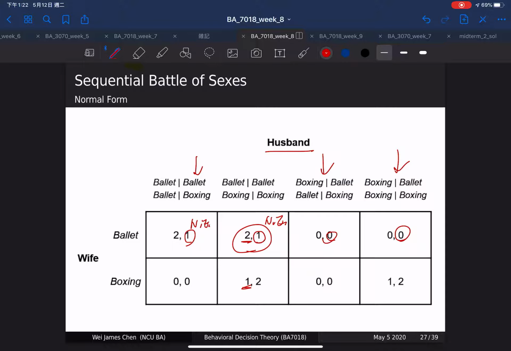Is the third one a Nash equilibrium? This one is obviously not, because currently the husband is getting 0. If the husband moves to either of these two, then he will get 1. 1 is greater than 0. Okay?